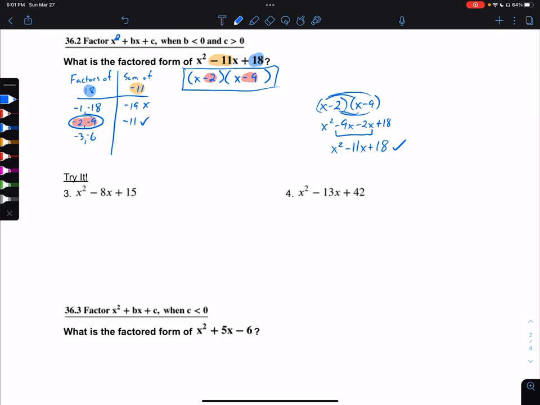Early on, when you're getting used to this, I would highly recommend that you check your solutions by distributing everything out to make sure that everything matches up. As you get better, you can stop checking the problems as frequently. All right. But again, be very careful with your signs. Make sure you find factors of c that have a sum of b in this case.